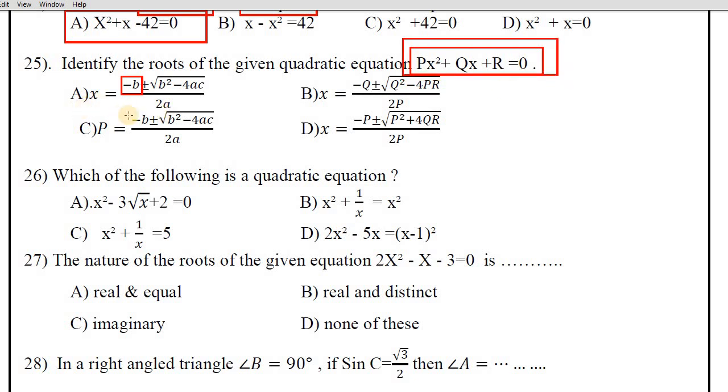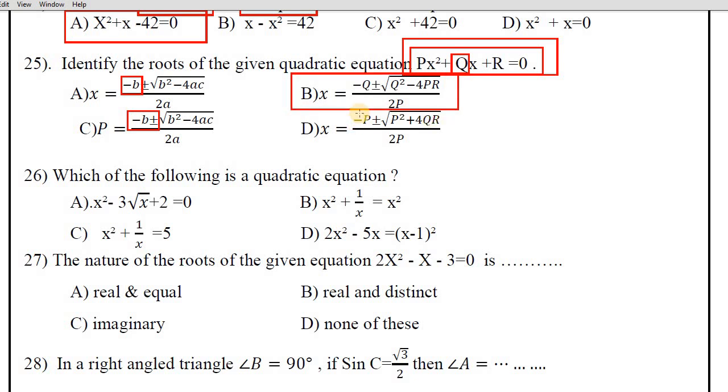Come to option C. In option C also b is there, hence option C is also wrong. So now you have to select between option B and option D. For that, our formula starts from minus B, which means this is the place of B. So here in the place of B, what is there? Q is there. So here it is starting with Q. Hence option B is correct for this one.